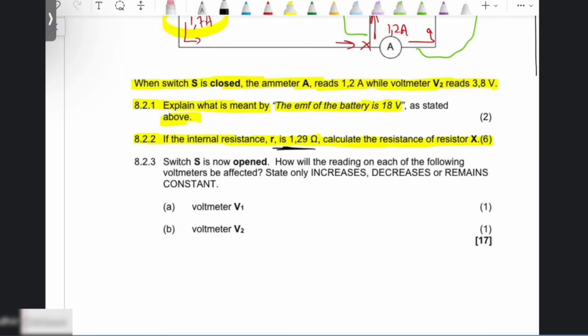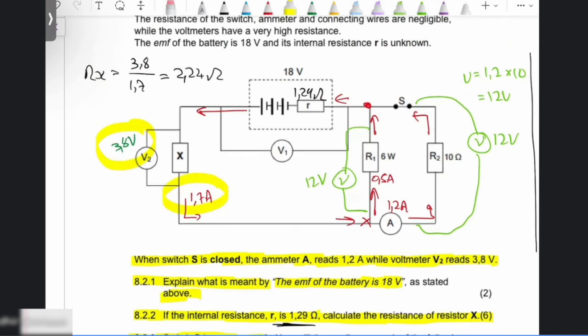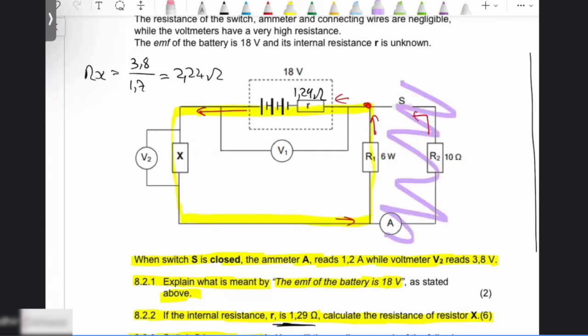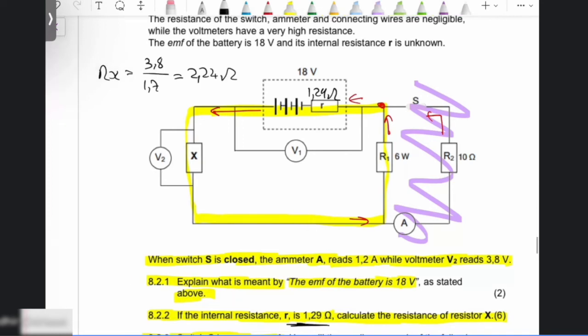Okay, then it says, yeah, that switch S is now opened. Okay, so now this is where everything changes. Switch S is now open. So immediately, if switch S is now open, this all changes. These values are gone. All of these current values change, all the voltage values change, everything changes. Here, our current will simply flow like this. This whole piece here, obsolete. That whole piece, obsolete.